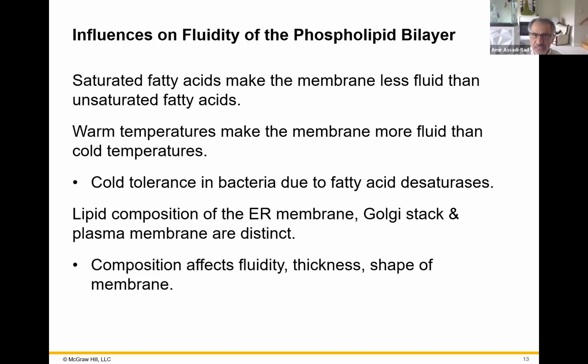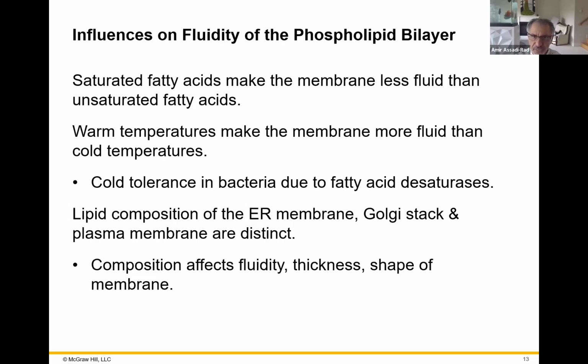Cold tolerance in bacteria due to fatty acid desaturases. That's an enzyme, and I'm not familiar with what fatty acid desaturases are. I'm not sure what that enzyme is. Anyhow, the lipid compositions of the ER, Golgi apparatus, and plasma membrane are distinct.